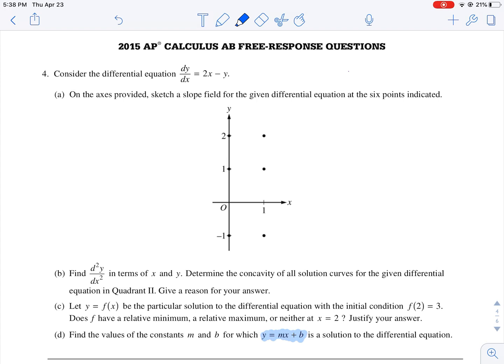If y equals mx plus b is the solution to the differential equation, which is this, okay, if something's a solution to anything, that means if you plug it in, you get a true statement. So we can just substitute for our y up there, 2x minus, instead of y, we can say mx plus b. But if y equals mx plus b, then our dy/dx is simply m. So now instead of this, I can say m.